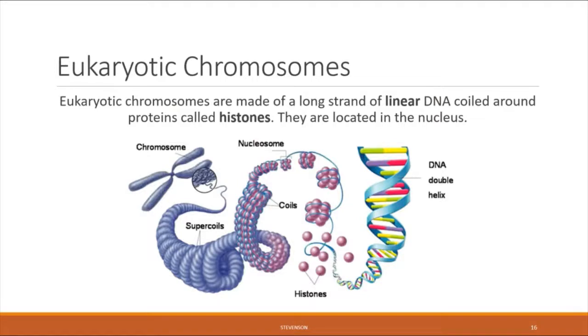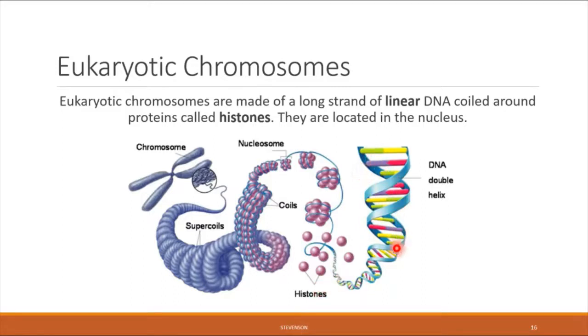Now, when it comes to eukaryotic chromosomes and eukaryotic cell division, the process is much more complex, and so that's what we're going to spend the majority of the lecture talking about. Unlike prokaryotic chromosomes, eukaryotic chromosomes are made of a long strand of linear DNA rather than circular DNA, and that linear DNA is coiled around these little spherical proteins called histones.